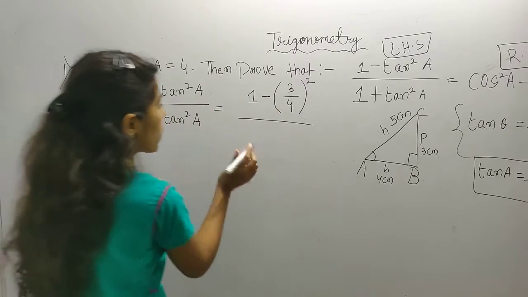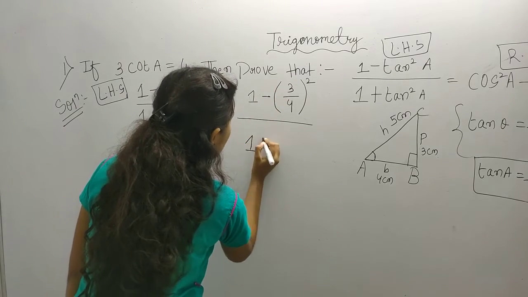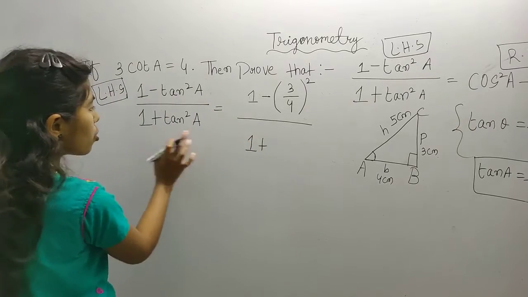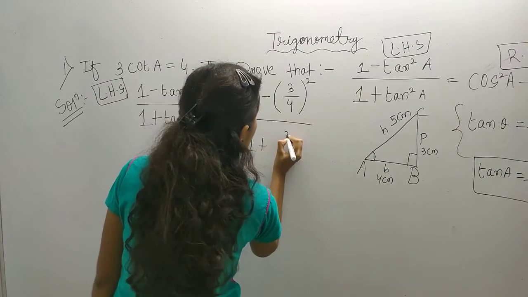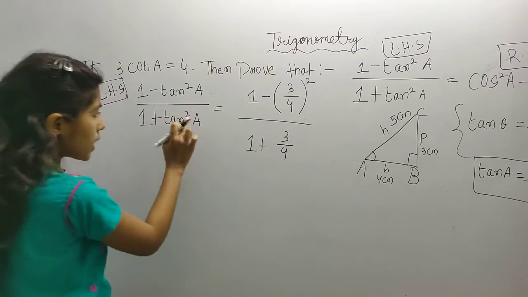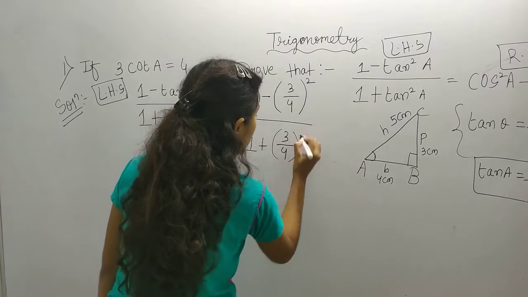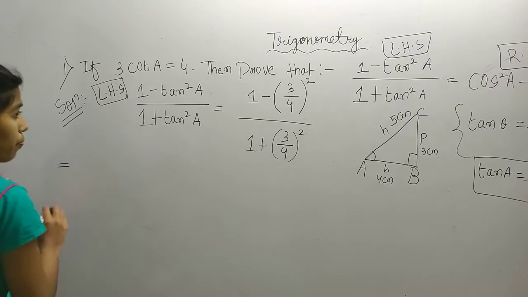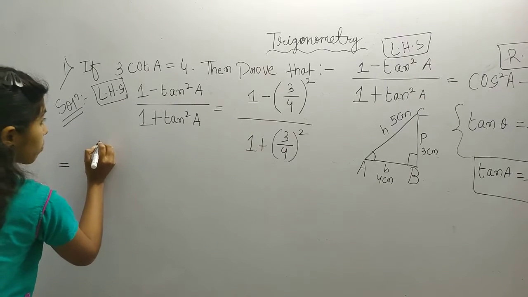Same, here 1 plus is there. So 1 plus tan square A here also. Tan A is 3 by 4, square is there, so here square. Over.